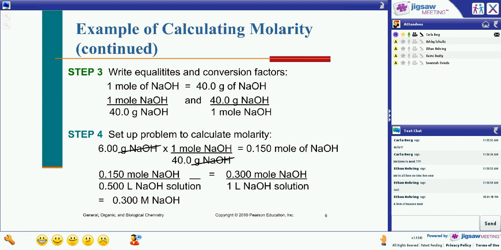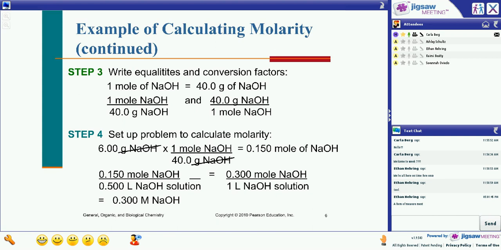Now the opposite is also true. 40 grams of sodium hydroxide is equal to 1 mole of sodium hydroxide. So we can write that conversion factor as well. Now we need to set up our problem to calculate molarity. Step 4 is truly the only part of this where you are actually going to do any calculating.